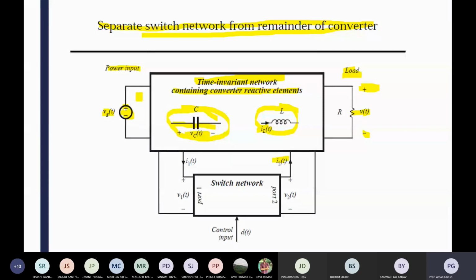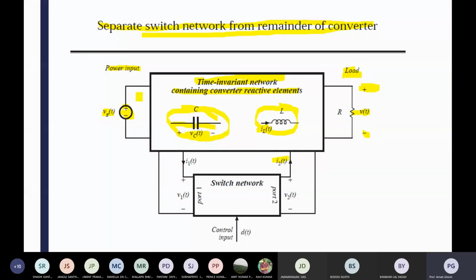Basically, when the inductor is charged, the inductor current will ramp up with some slope. When the inductor is discharged, it will ramp down with some slope. So it looks like a triangular signal. Now you can compare that inductor current with your control signal.